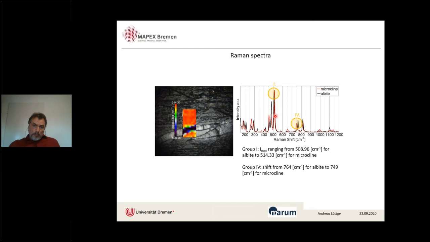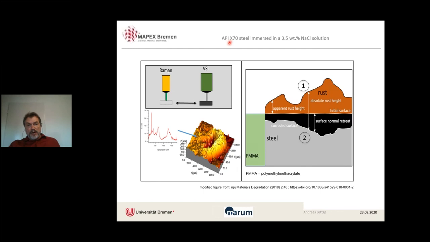And this is what Janis Hoyer took for his study on an API X70 steel. That is a steel that is typically used for pipelines. And we exposed that to a 3.5 weight percent NaCl solution. And we can go back and forth between the VSI measurement and the Raman analysis. That's what Janis did. And what you see here is that with corrosion, it's more difficult than if you have just a dissolution process, because you are also forming what people typically call rust. So the corrosion products are precipitating directly on top of the retreating surface.